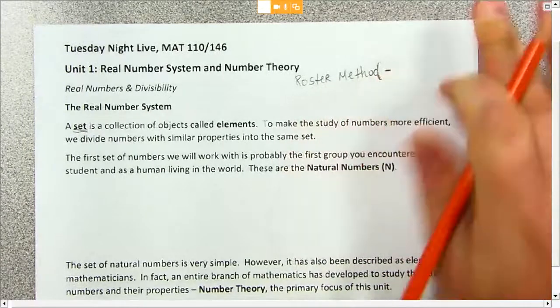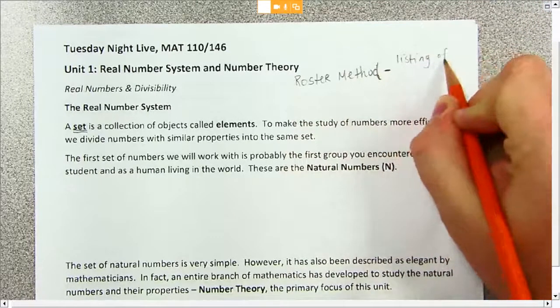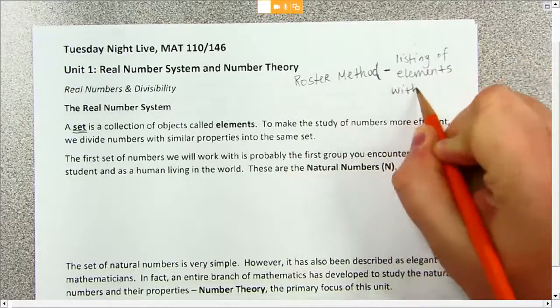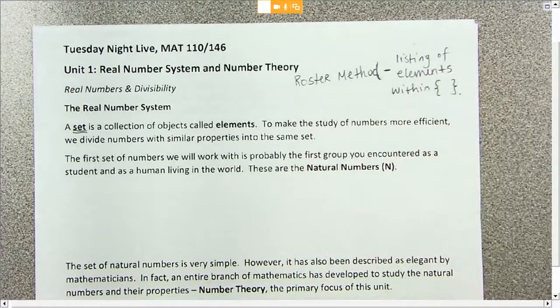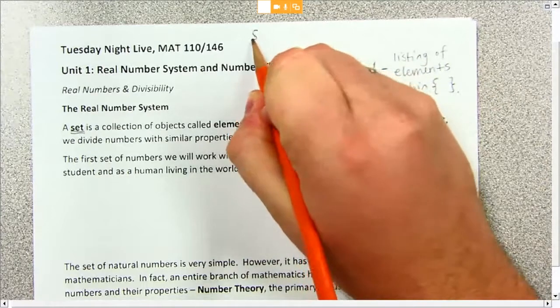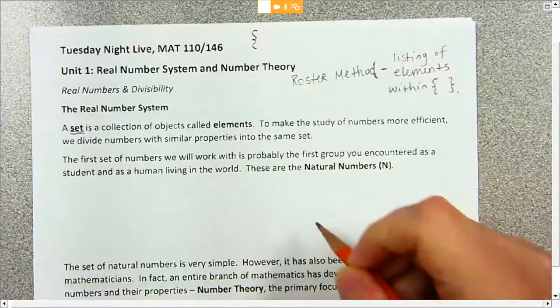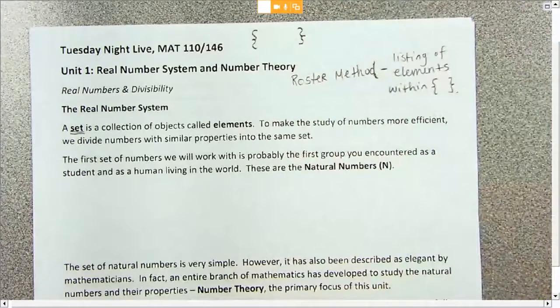And that's basically just a listing of the elements within curly braces. So you have to make those perfectly to pass the class. I'm just kidding, you don't really. But if you want to know how to make them perfectly, what you do is you just draw an S and then underneath it, a backwards S. Isn't that perfect? And then the other one, you draw a backwards S, and then underneath it, a regular S. Beautiful.